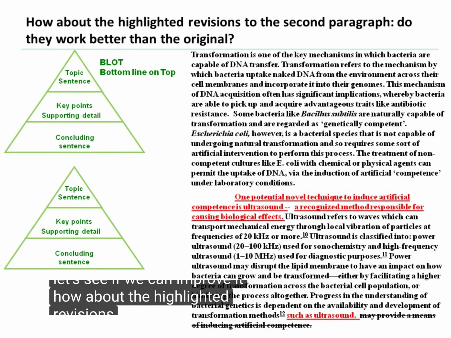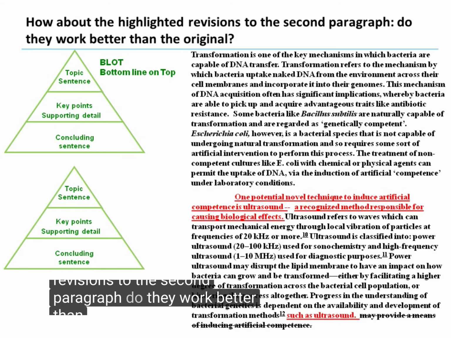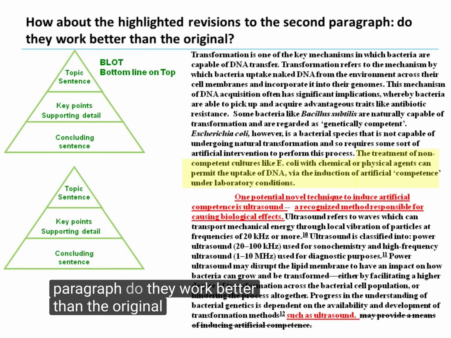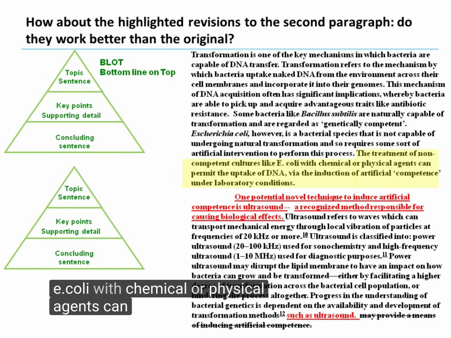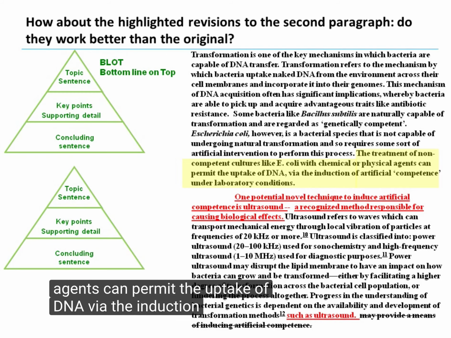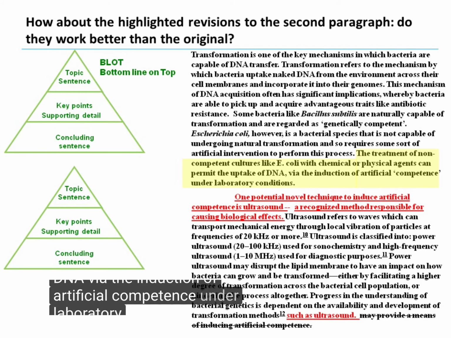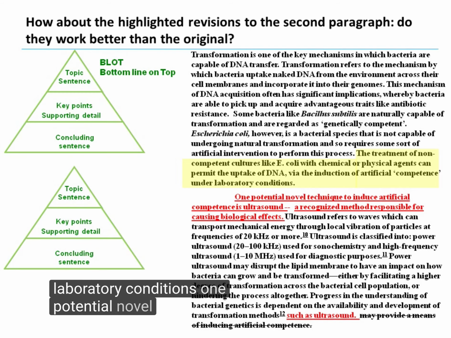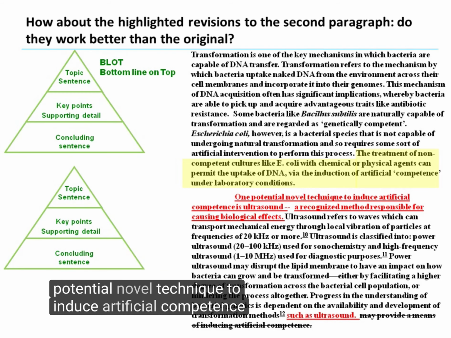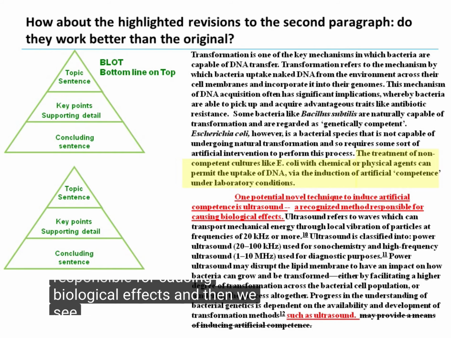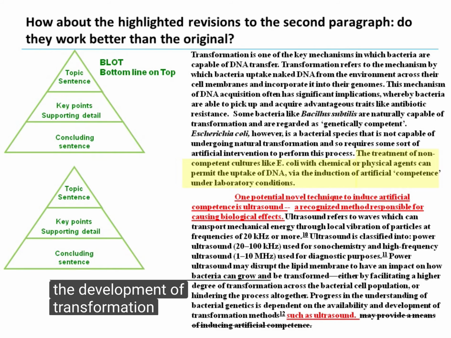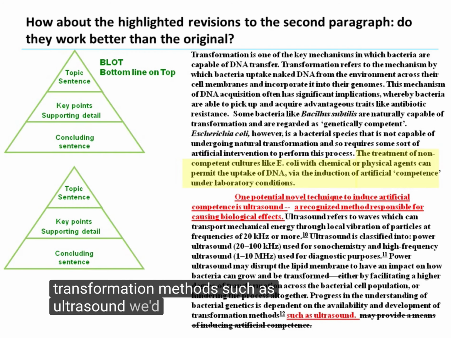How about the highlighted revisions to the second paragraph? Do they work better than the original? Let's read the last sentence of the first paragraph. The treatment of non-competent cultures like E. coli with chemical or physical agents can permit the uptake of DNA via the induction of artificial competence under laboratory conditions. One potential novel technique to induce artificial competence is ultrasound, a recognized method responsible for causing biological effects. And then we see at the bottom, we talk about the development of transformation methods such as ultrasound.